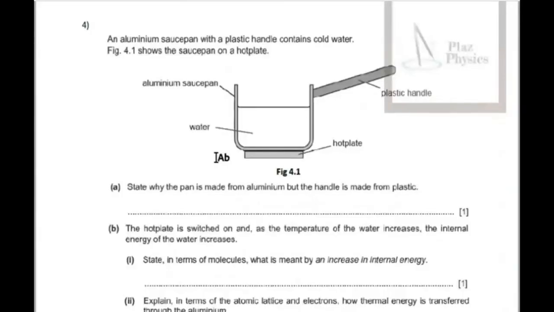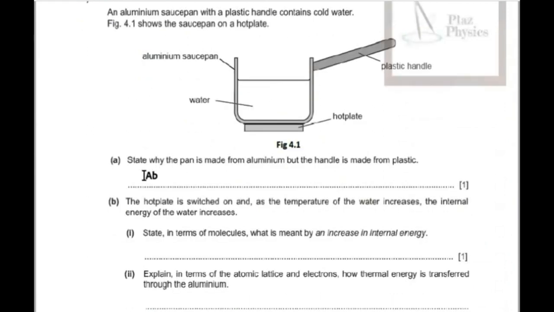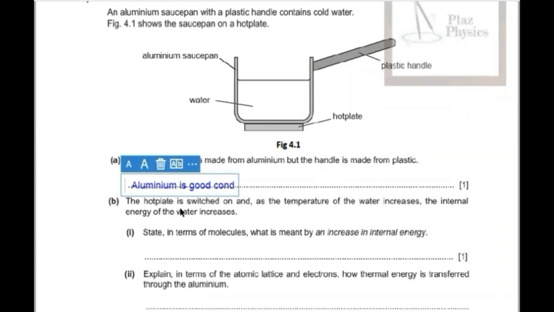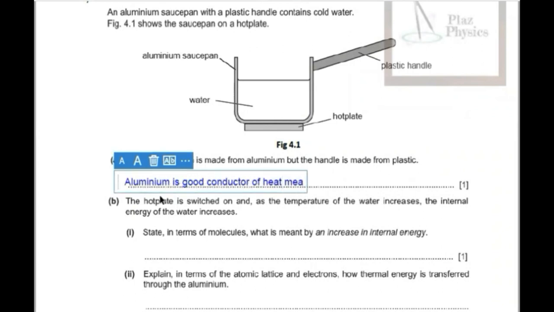About the heat. Aluminium, plastic. Why is the pen made from aluminium? Good conductor of heat. Meanwhile, plastic is an insulator of heat.